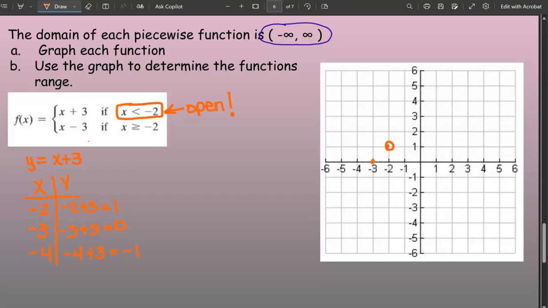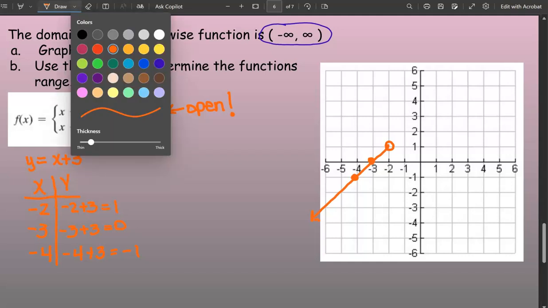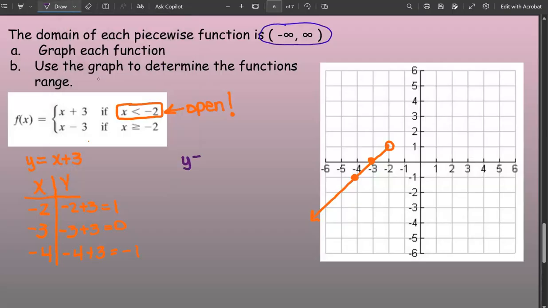Negative 3, 0. And negative 4, negative 1. And there is the first piece of the graph. The second piece of the graph is y is equal to x minus 3.